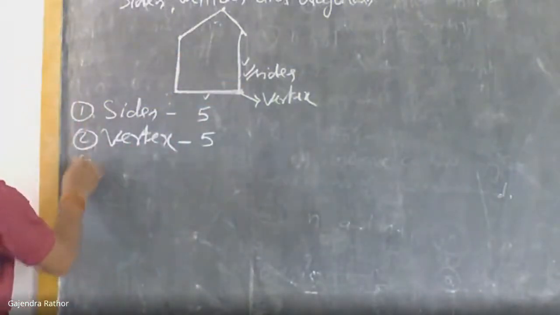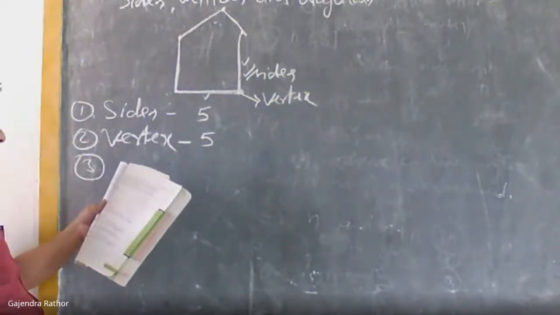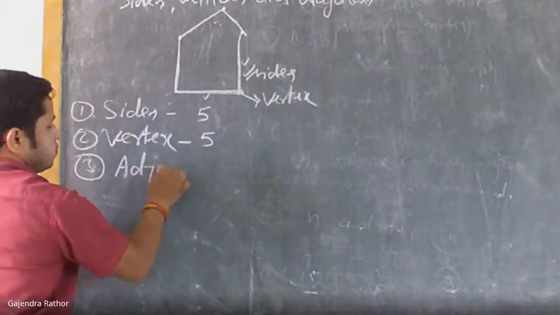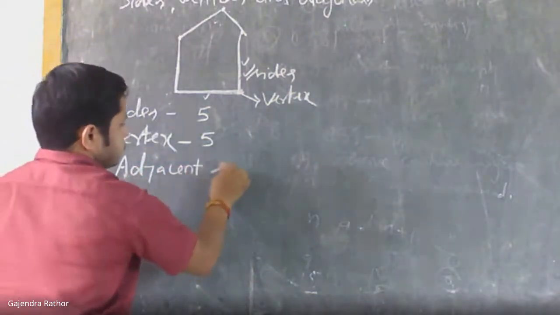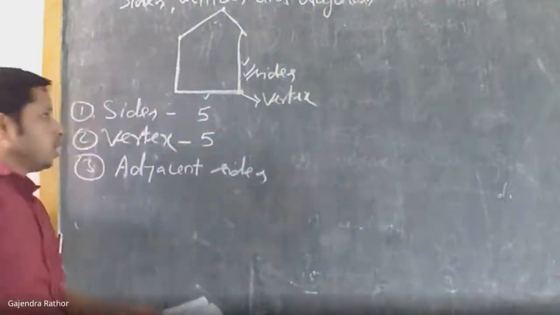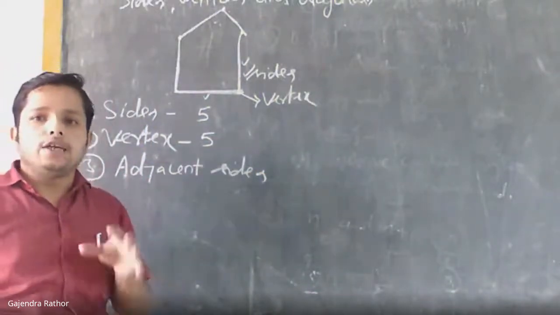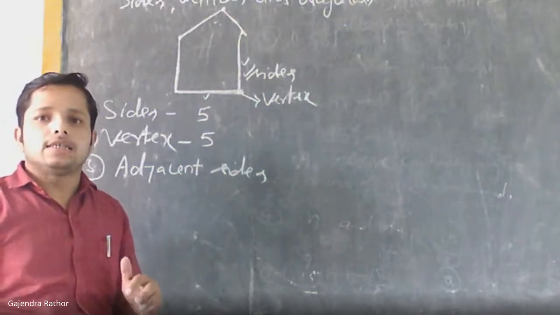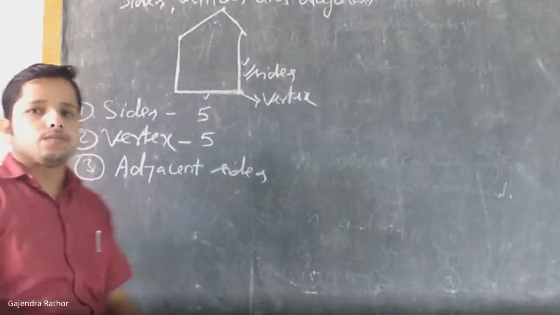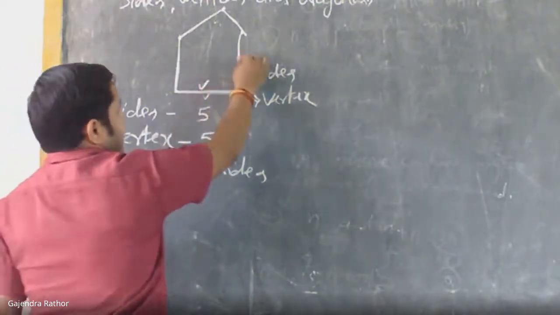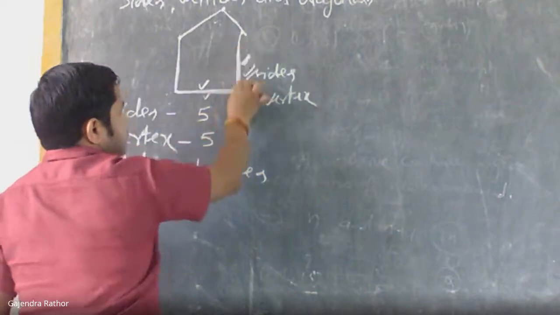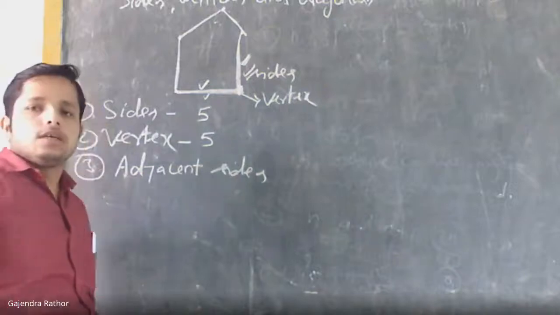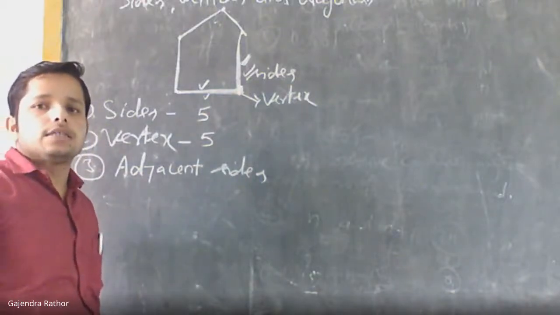The next is adjacent sides. What are adjacent sides? Any two sides which have one common endpoint are called adjacent sides. For example, this side and this side both have this common point. So these two sides are called adjacent sides.